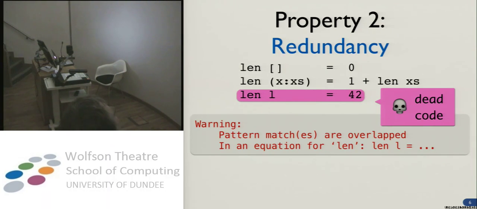GHC will also warn about these kinds of redundant cases with this kind of message, where it says that this is overlapped. I think this message is a bit unfortunate, as it should really say that this clause, length L, the last one, is redundant, and you can safely remove it from your program without changing the behavior of the program at all. We also want to be warned about these because there's probably some kind of error in the reasoning of the programmer when he writes these redundant clauses.